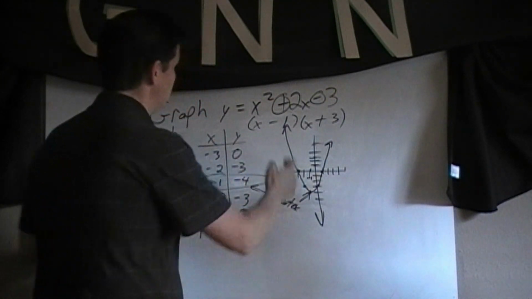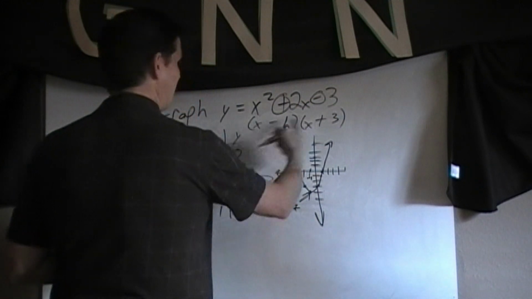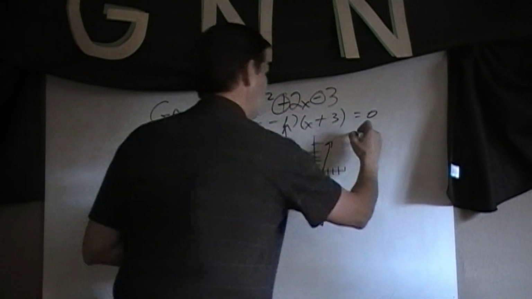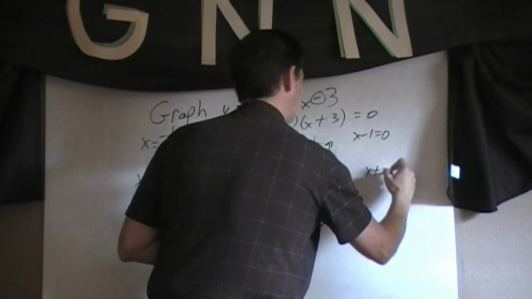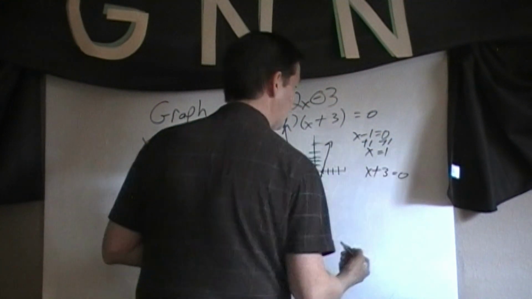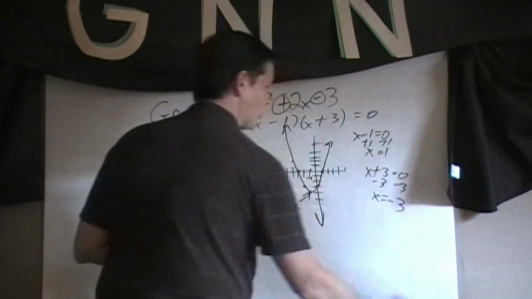Or on this last test. So you messed up on factoring because you didn't double check yourself. But that's the factors, and if we set it equal to 0, x minus 1 equals 0, and x plus 3 equals 0, plus 1, x is equal to 1. Minus 3, x is equal to negative 3.